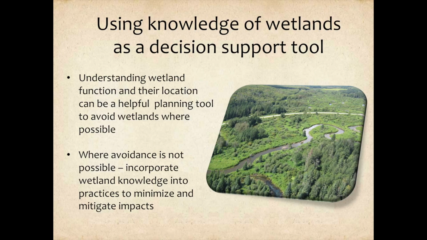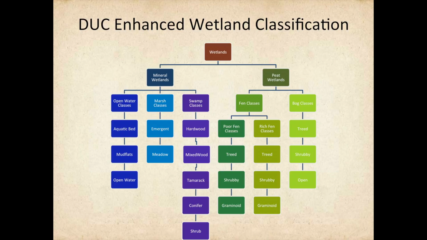So, using knowledge of wetlands as a decision support tool, by understanding wetland function and location, can be a helpful planning tool, and Paul's given a good example of that. But recognizing that wetlands are a dominant feature in the boreal, it's impossible to expect them to be avoided at all times. And so how can we incorporate this knowledge into developing practices that minimize or mitigate the influence of that activity? So I'll talk very briefly about our wetland classification system.